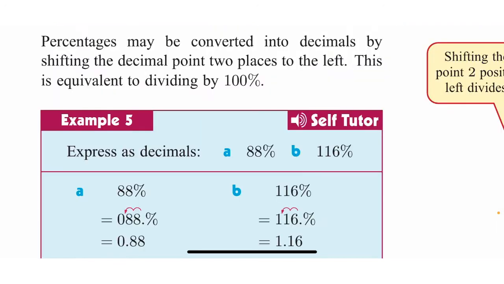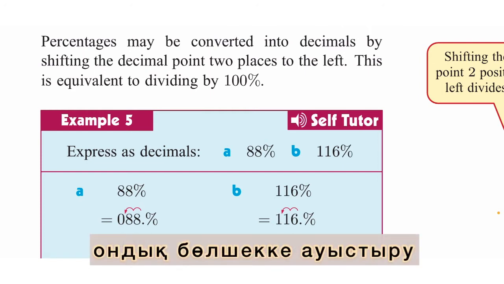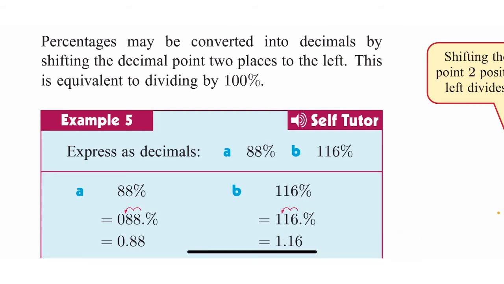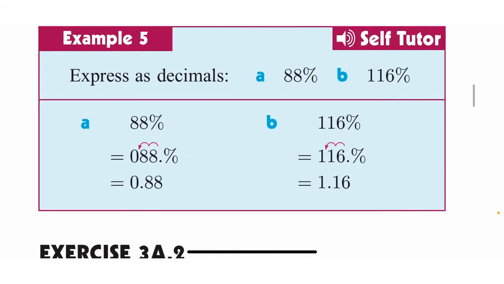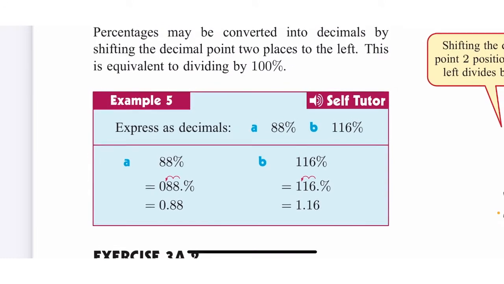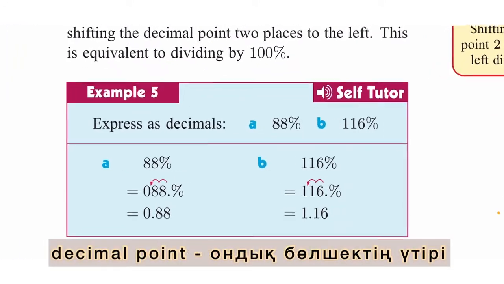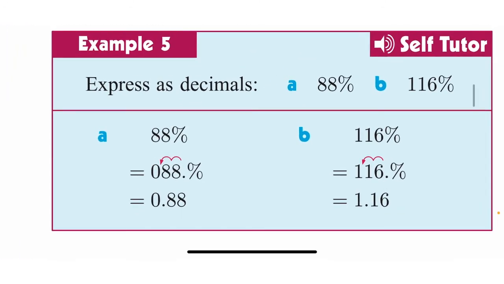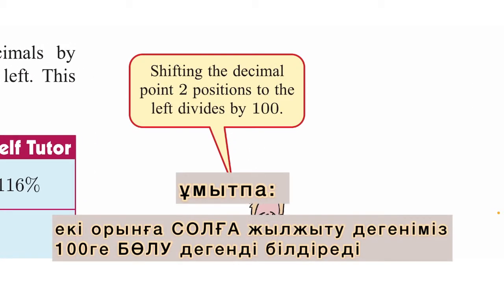23/20. And percentages may be converted into decimals too, by shifting the decimal point 2 places to the left. Like 88%: shift the decimal point 2 places to the left. That means we put a decimal point in front of the first 8. And it equals 0.88. Remember that shifting the decimal point 2 positions to the left divides by 100.